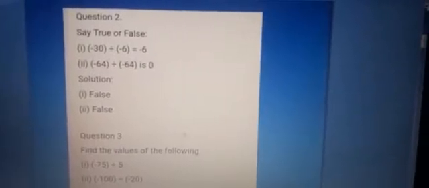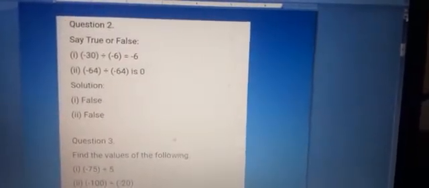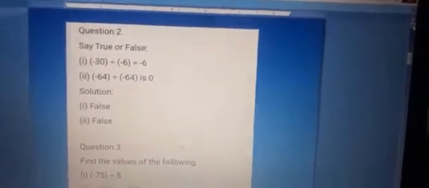Question number 2. Say true or false. Minus 30 divided by minus 6. Already you know how to divide. Please divide and see. 6 fives are 30. But what is the answer given here? Minus 6. So it is false.